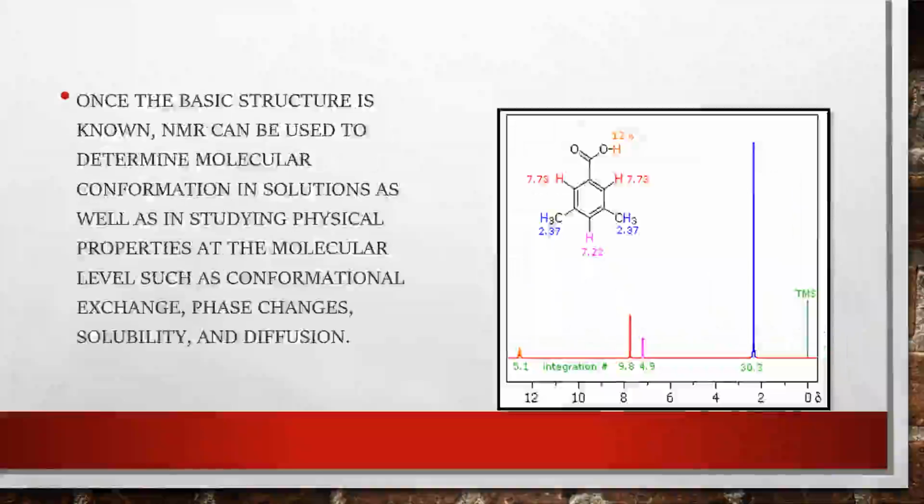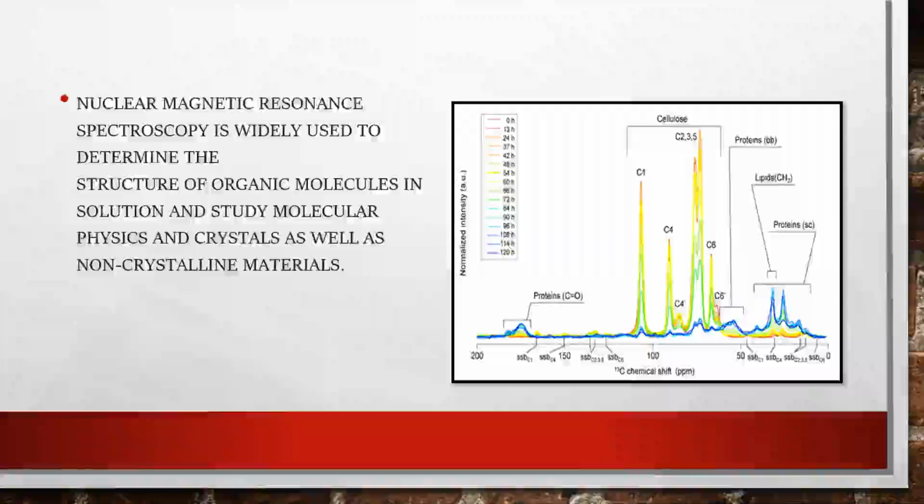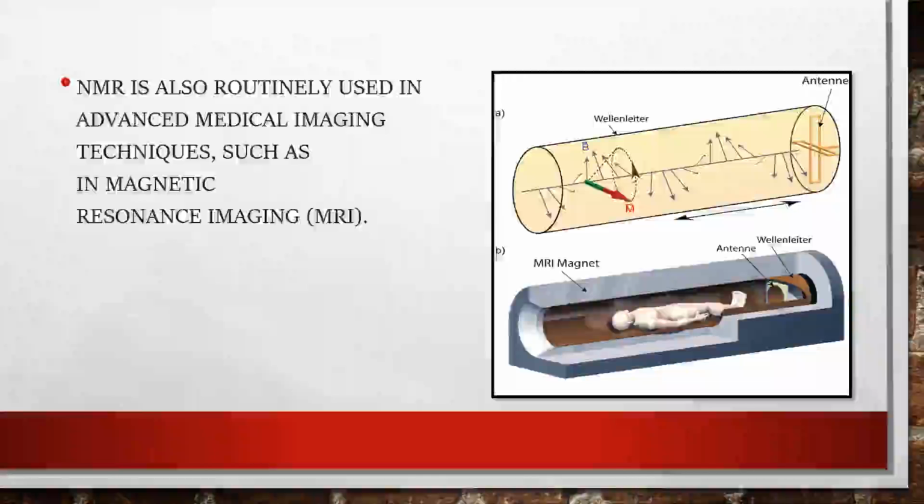Once the basic structure is known, NMR can be used to determine molecular conformation in solutions, as well as in studying physical properties at the molecular level, such as conformational exchange, phase changes, solubility, and diffusion. Nuclear magnetic resonance spectroscopy is widely used to determine the structure of organic molecules in solution and study molecular physics and crystals, as well as non-crystalline materials. NMR is also routinely used in advanced medical imaging techniques such as magnetic resonance imaging, or MRI.